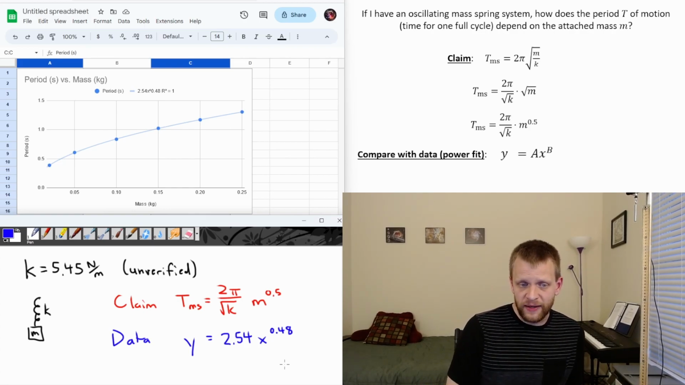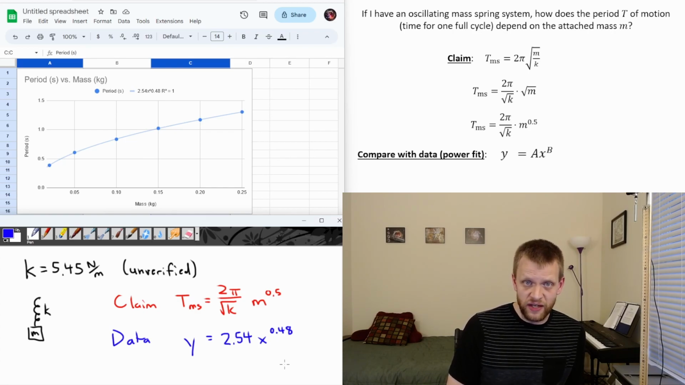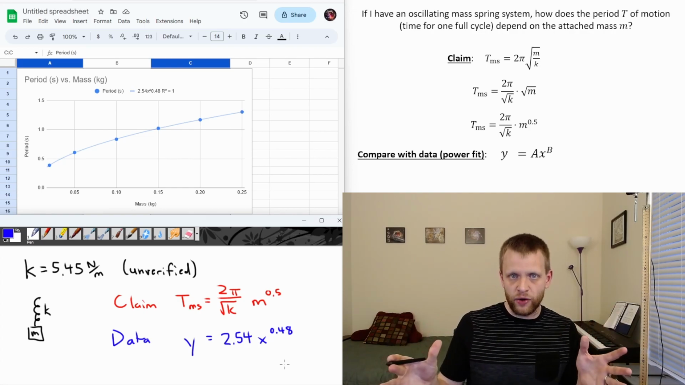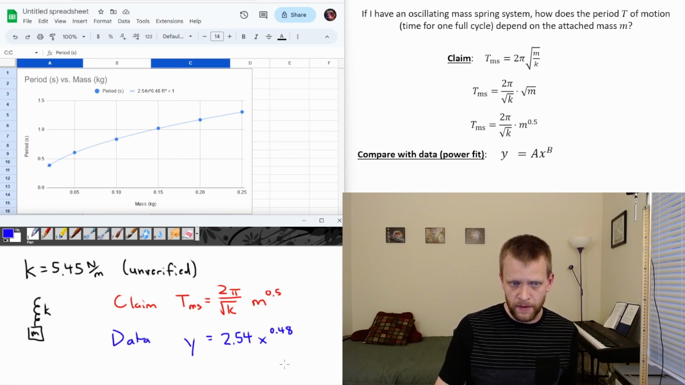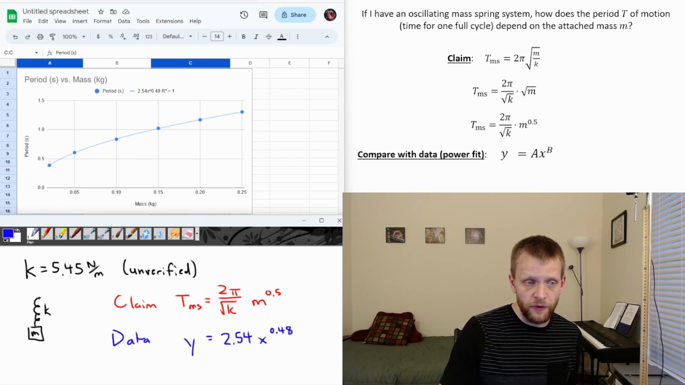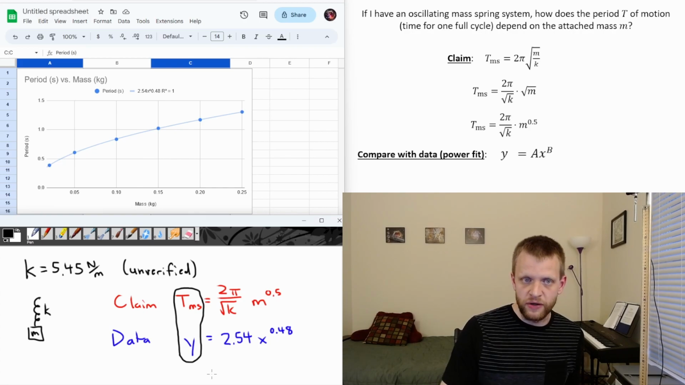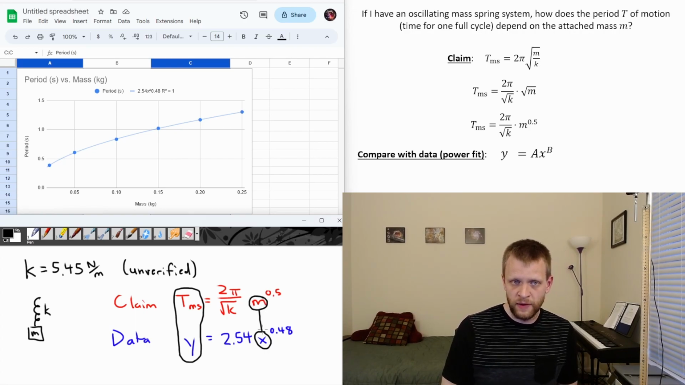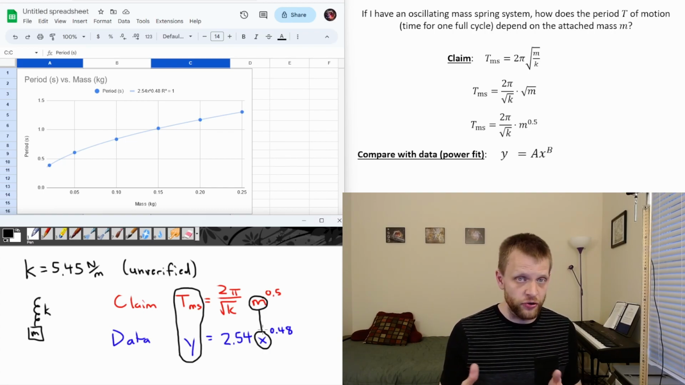So let's compare our claim with our data from this particular graph. And again, this best fit equation uses the entire pattern from the entire set of data that we got. Well, what did we put on the vertical axis? That was the period of motion. So the thing I have on my vertical axis matches up with the period of motion. On the horizontal axis, we have the mass in kilograms. So the thing that's on my horizontal axis is the mass in kilograms. Notice that these are lining up with each other pretty well so far.